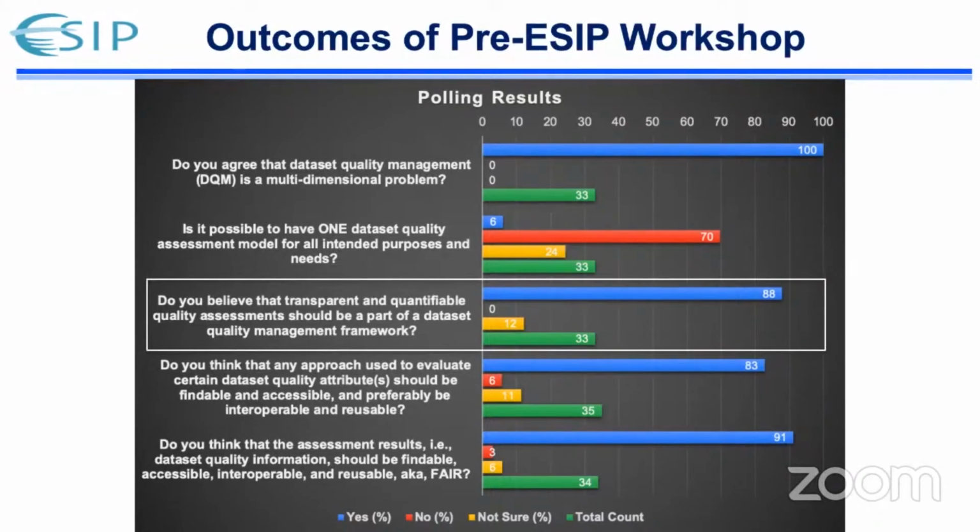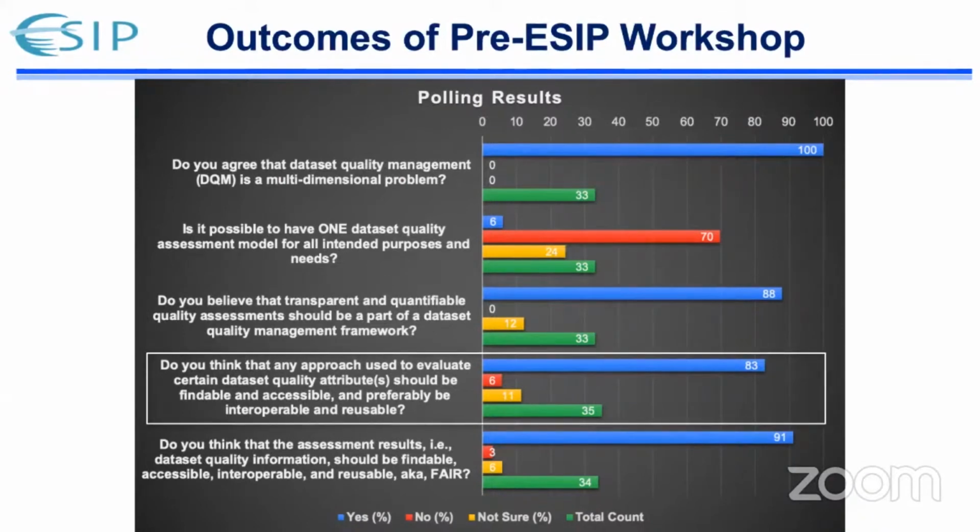For whether transparency and quantifiable quality assessment should be part of a dataset quality management framework, 88% of participants said yes, and 12% said not sure. And when asked if the approach used to evaluate, whether checks or maturity metrics, should be findable and accessible, and preferably interoperable and reusable, 83% said yes, 11% said not sure, and 6% said no.